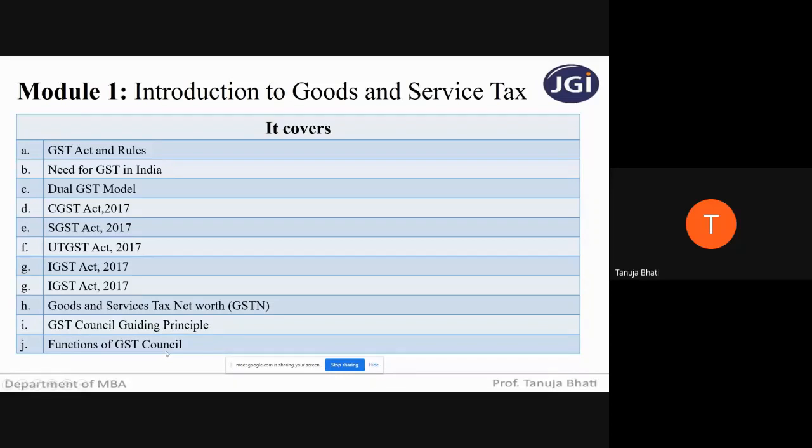So students, this particular module is a complete theory module. If you pay 100% attention to the theory that I'm explaining, you can write it in your own words in the examination. So I want everyone to pay complete attention to the theory that I'm explaining.